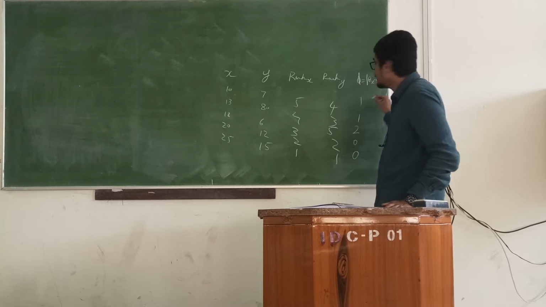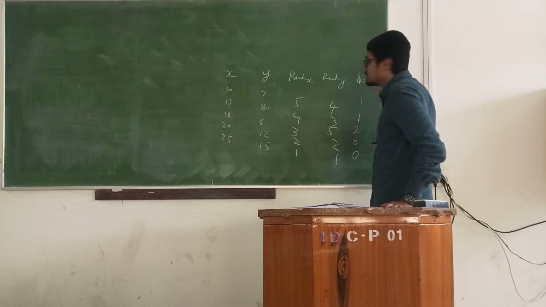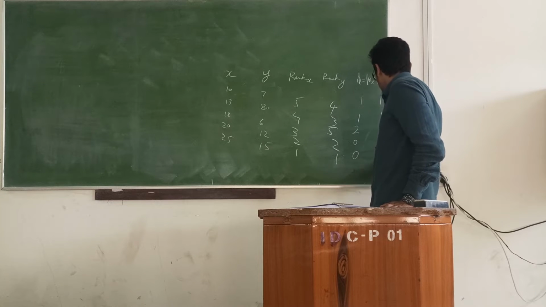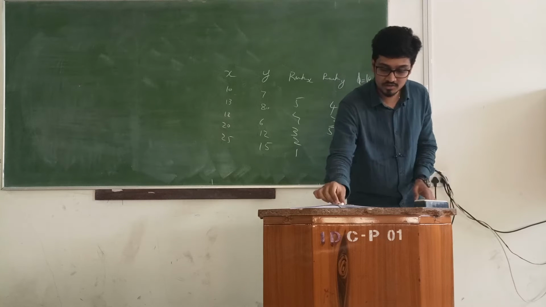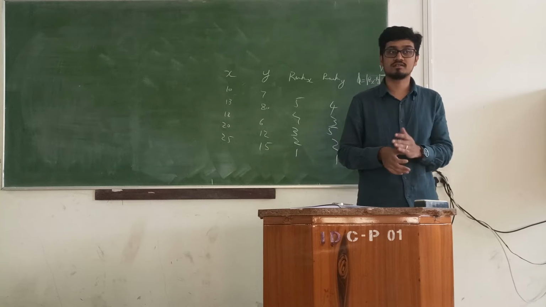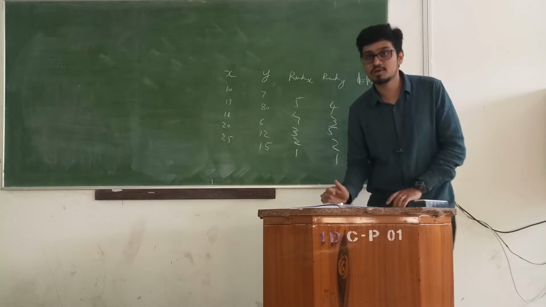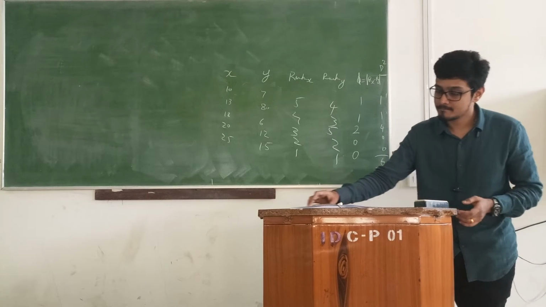Now, once we get D, we will do D square. D square is 1, 1, 4, 0, 0. What is the total? 6. Write down till here, then I will tell you what is the formula for R.